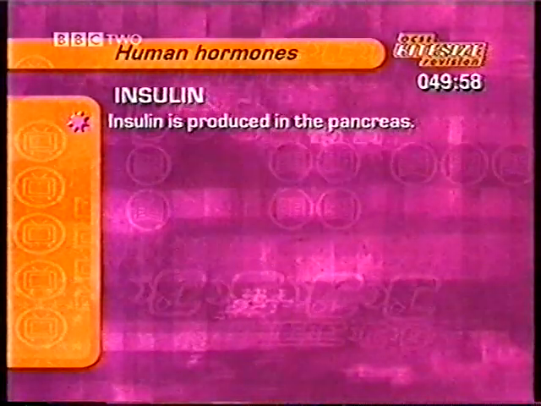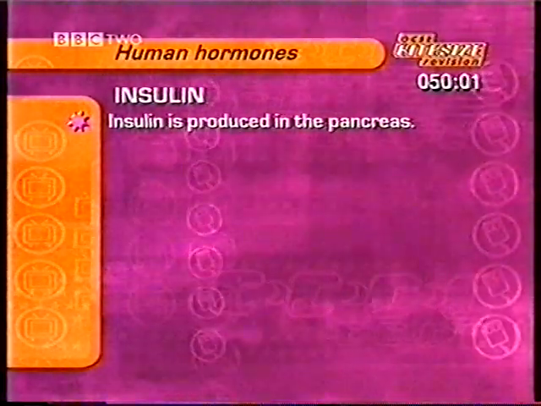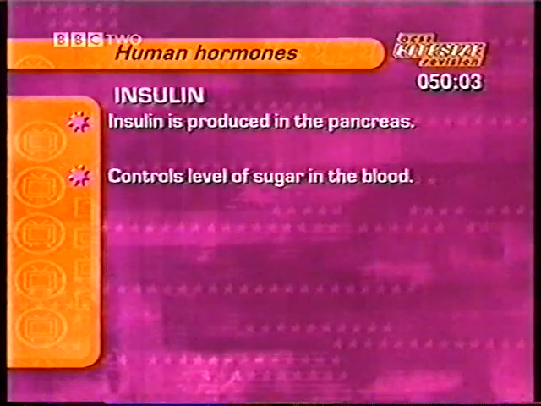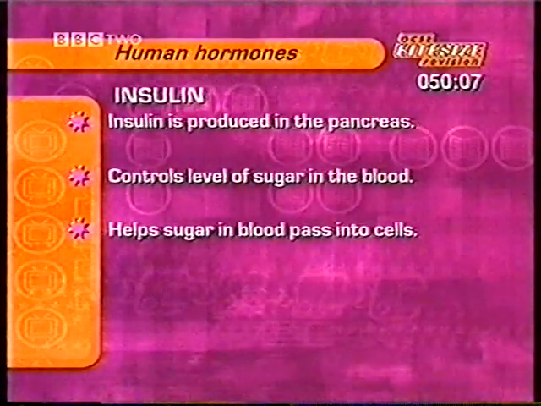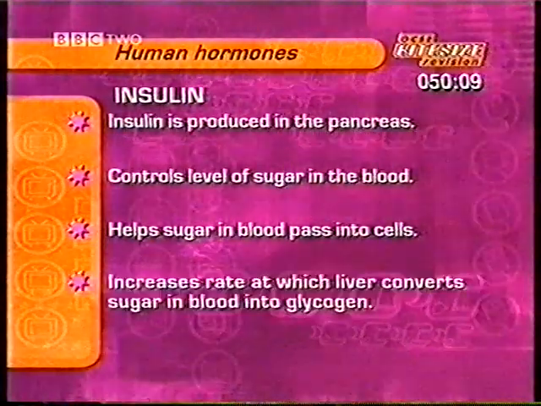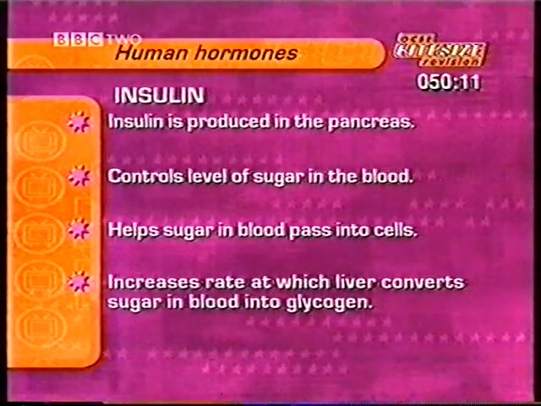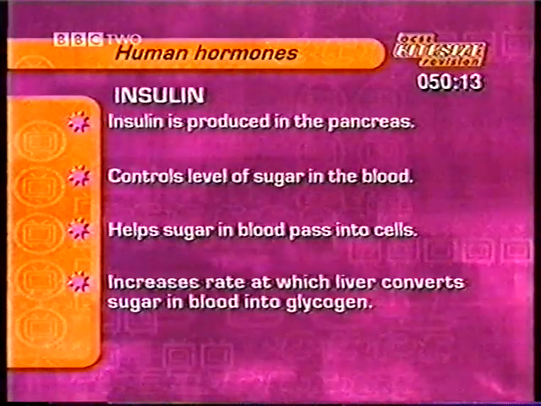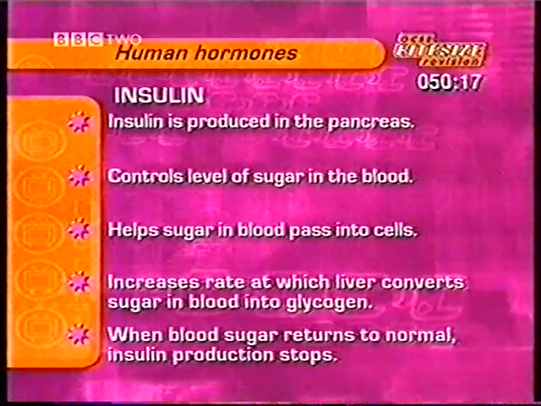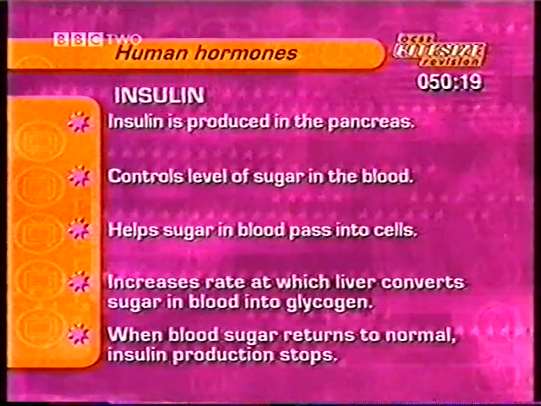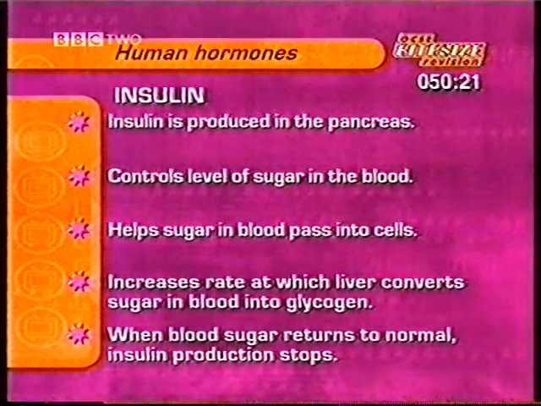You should have noticed that insulin is produced naturally in the pancreas to control the level of sugar in the blood. It helps sugar in the form of glucose pass from the blood into the cells. It also controls the level of sugar in the blood by increasing the rate at which the liver can convert sugar into glycogen. When the blood sugar returns to normal, insulin production stops.